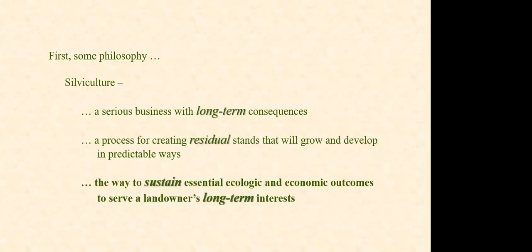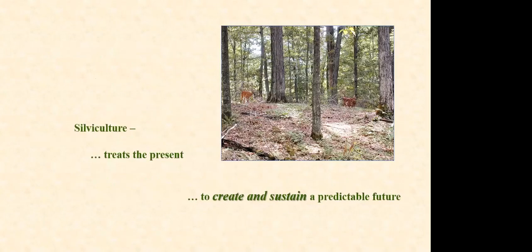So it's the way we sustain essential conditions, both the ecological ones and the economic outcomes, to serve a landowner's long-term interest. And as economic, I don't just mean commodity, but I mean the institutional, social values are important to the land, as well as the commodities that help us to pay bills and do the operation. So silviculture, we treat the present to create and sustain a predictable future of the kind that best serves the landowner's interest, consistent with the conditions within the stand and the environment.